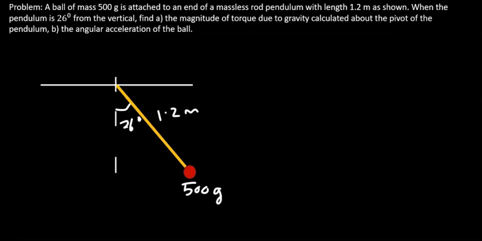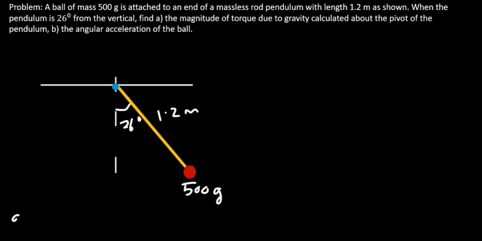A ball of mass 500 grams is attached to an end of a massless rod pendulum with a length 1.2 meters, as shown. When the pendulum is 26 degrees from the vertical, find the magnitude of torque due to gravity calculated about the pivot of the pendulum. So the pivot is right there, and the pendulum is swinging back and forth about that point, or I should say about an axis passing through that point, perpendicular to the plane.